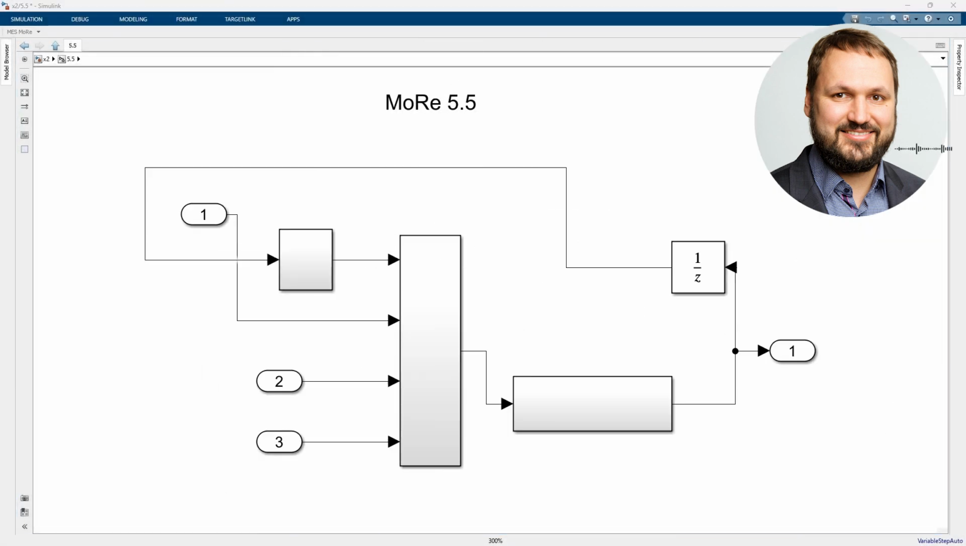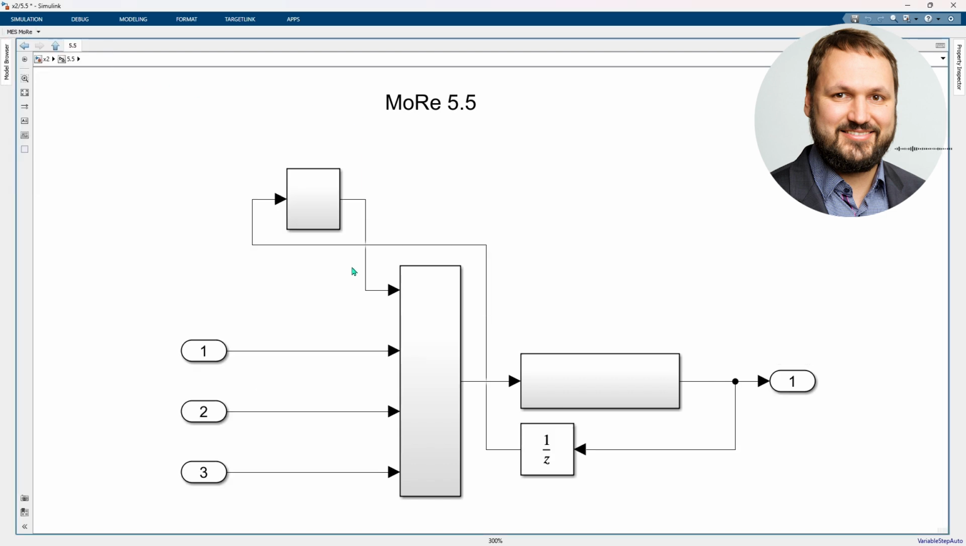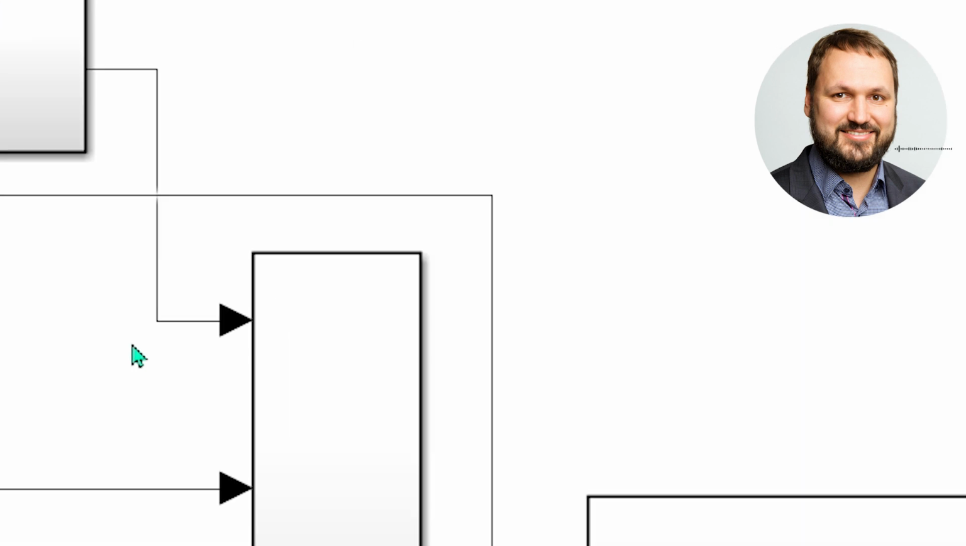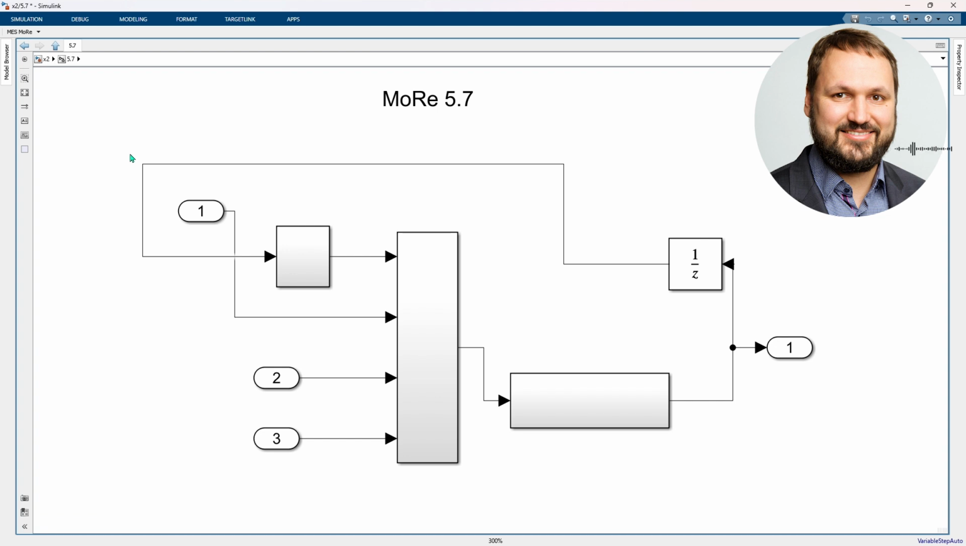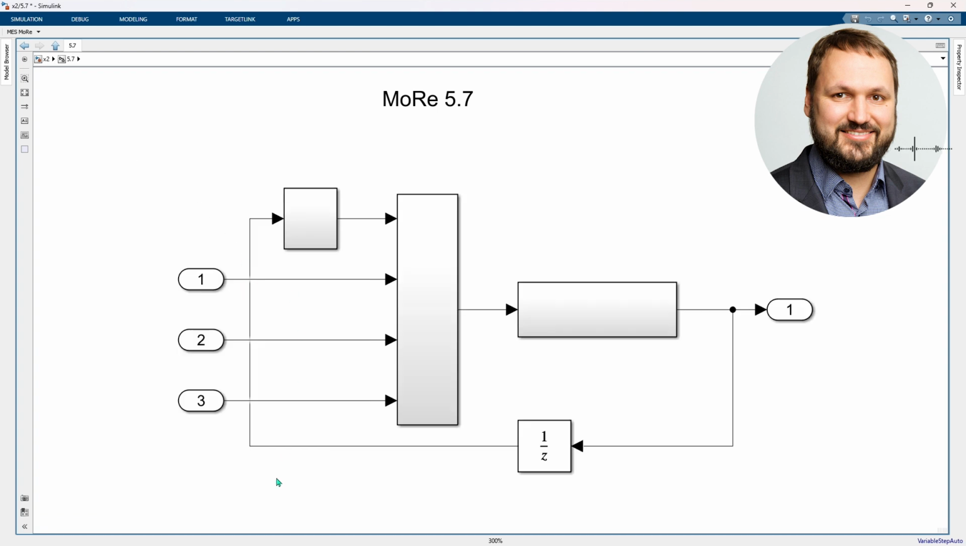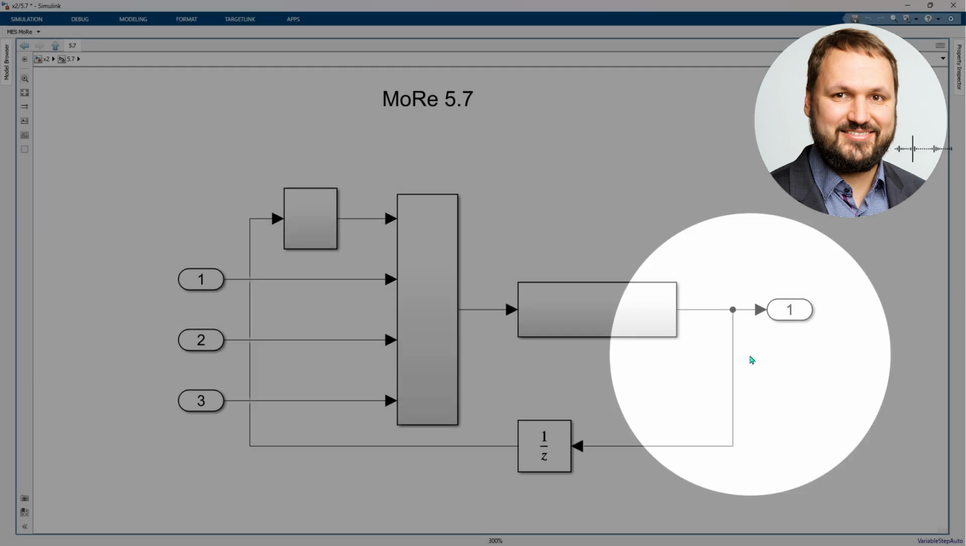Another benefit of this is that it prevents feedback loops from crossing themselves. As you can see here in the old version of MoRe, we have a crossing here, and this is quite hard to read. In the latest version of MoRe, this is prevented. As you can see here, we don't have a self-crossing. We have more crossings here, but they are much easier to read, and the signal flow is much easier to follow.